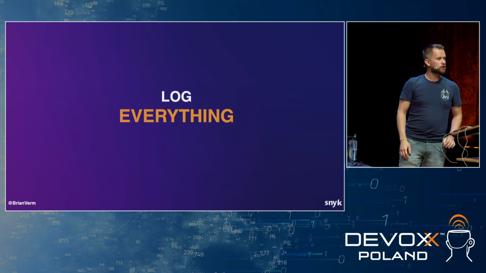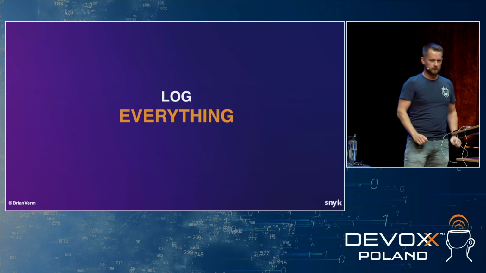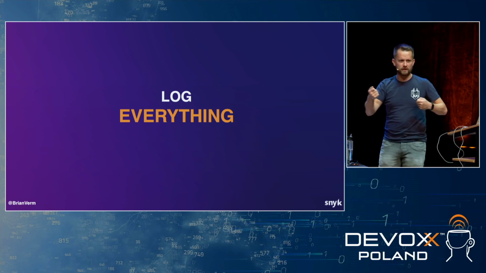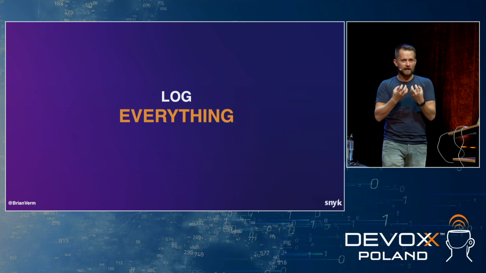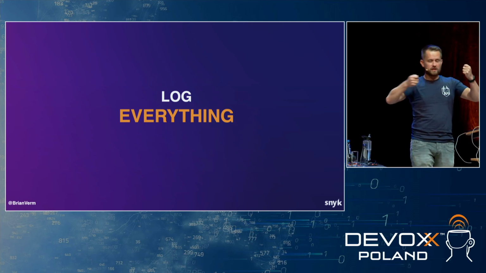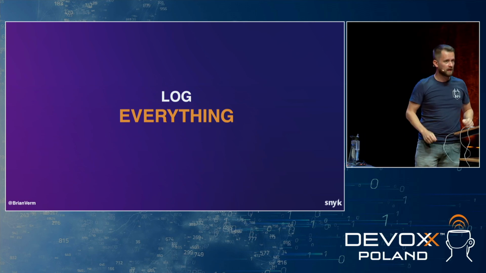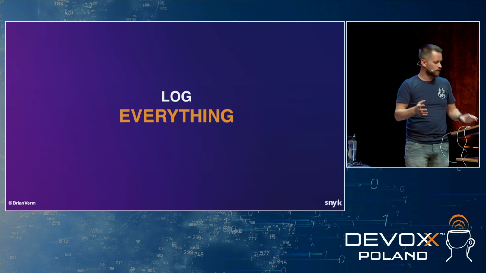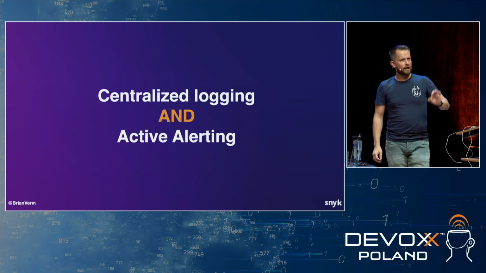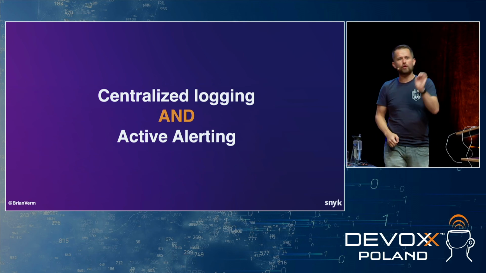So what should you do? Log everything. And what I mean by everything is every incoming request and every outgoing request. Of course, make sure that your logs don't contain PII data, but that you know which IP address is coming in and what you send outside. Then you have some place to trace it. Also make sure that you centralize that logging, and have active alerting on it.